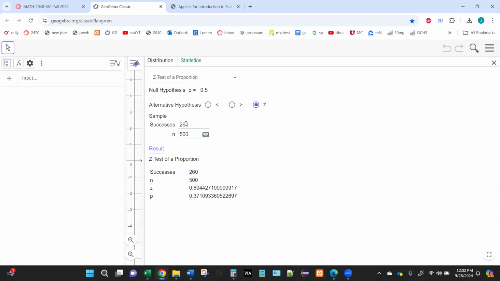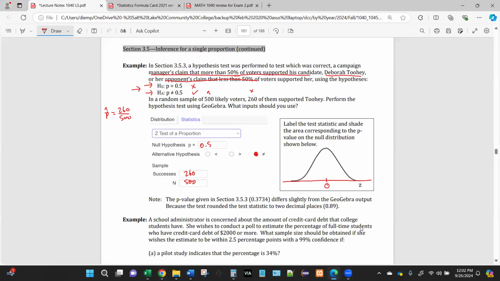Okay, and we see the p-value there, it's a 37% p-value, right? So it's kind of a high p-value. If we draw the results here, our z-score is about 0.89, and the p-value in there is about 37%, 0.371. So what are we going to do? Well, we take the p-value and compare it to alpha. The p-value here is 0.371.